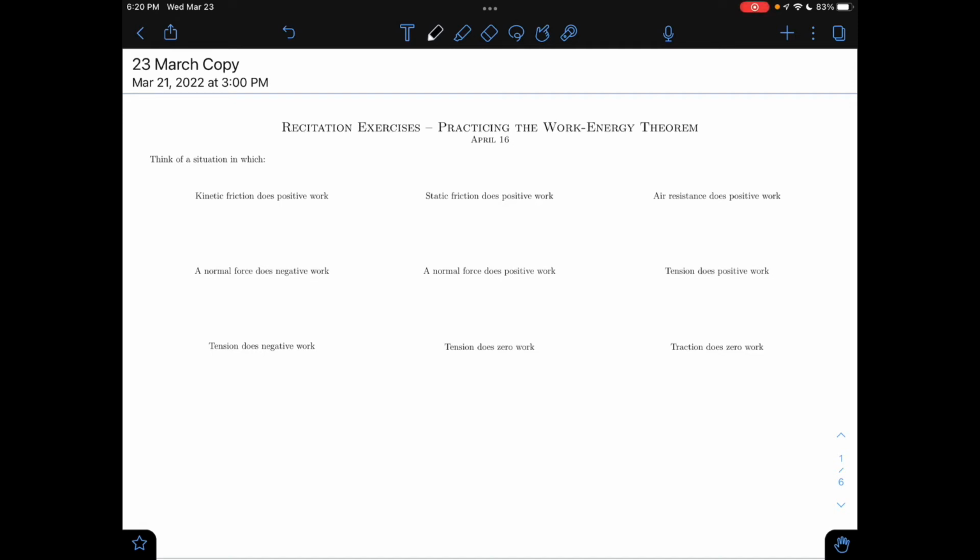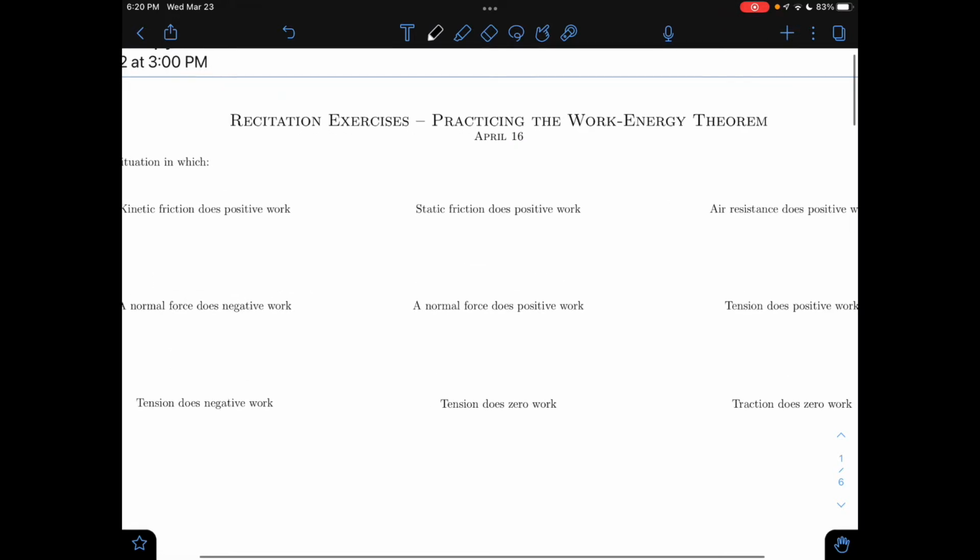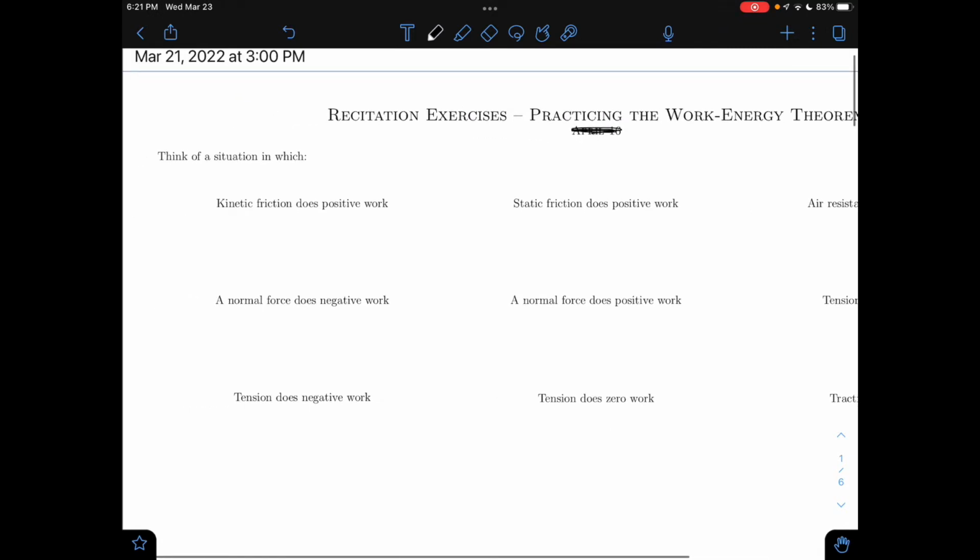Alrighty, y'all. Today we're taking a look at the recitation for March 23rd. And for this one, we're going to be looking at the work energy theorem and applying it to some different situations. Okay? And I know it says April 16th, but it's March 23rd.